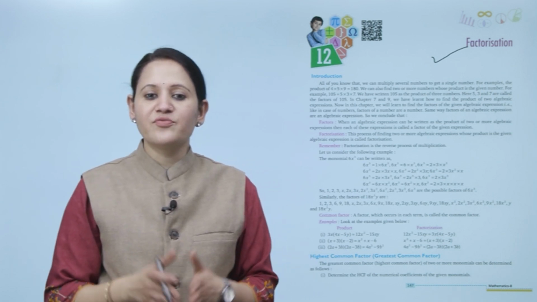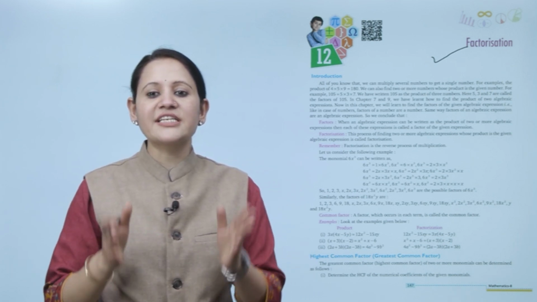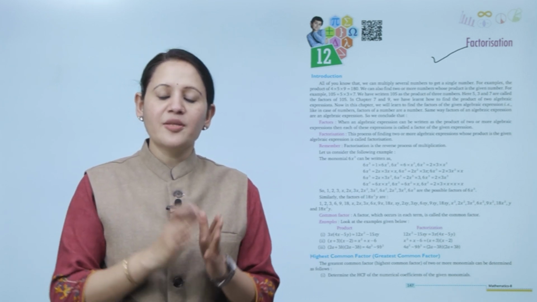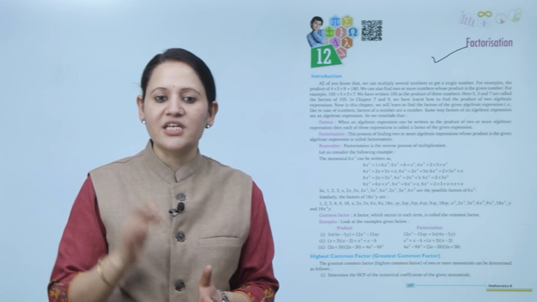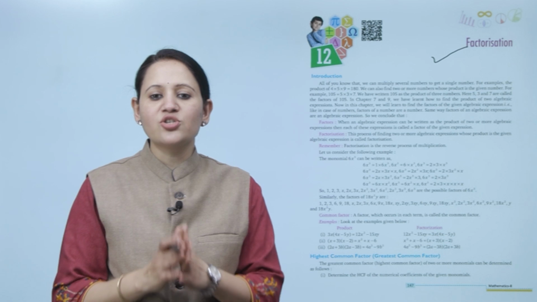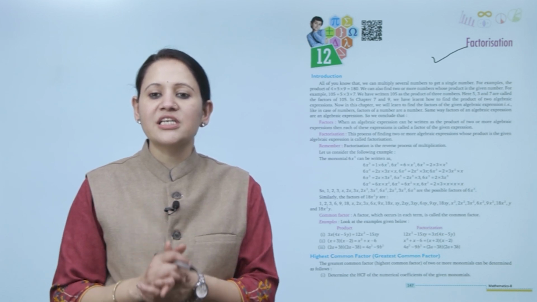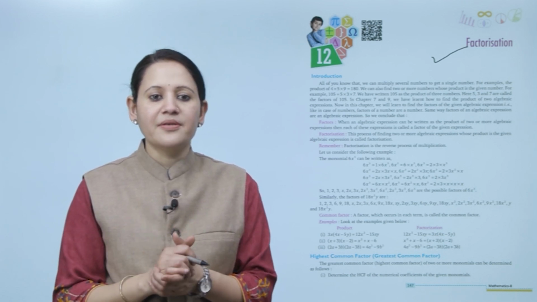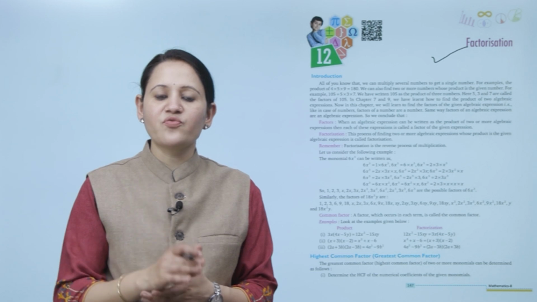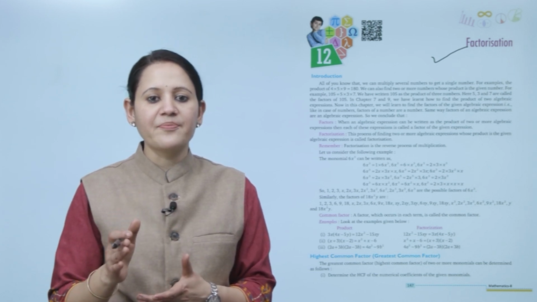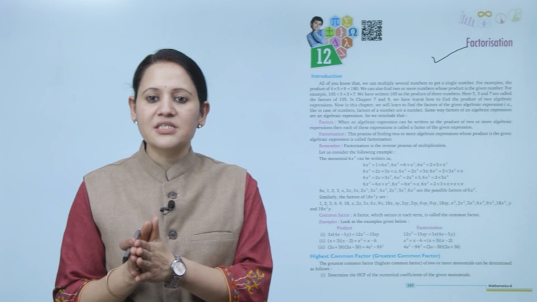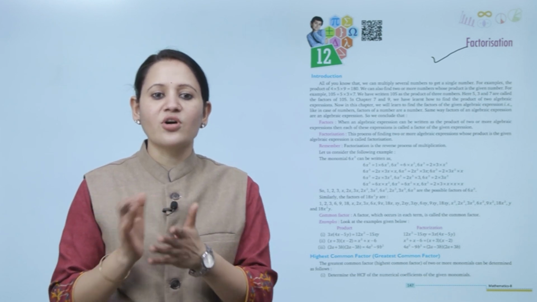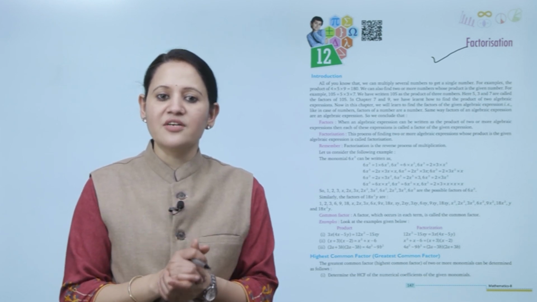All of you know that we can multiply several numbers to get a single number. For example, the product of 4 multiplied by 5 multiplied by 9 equals 180. We can also find two or more numbers whose product is the given number. For example, 105 equals 5 multiplied by 3 multiplied by 7. We have written 105 as the product of three numbers. Here 5, 3 and 7 are called the factors of 105.